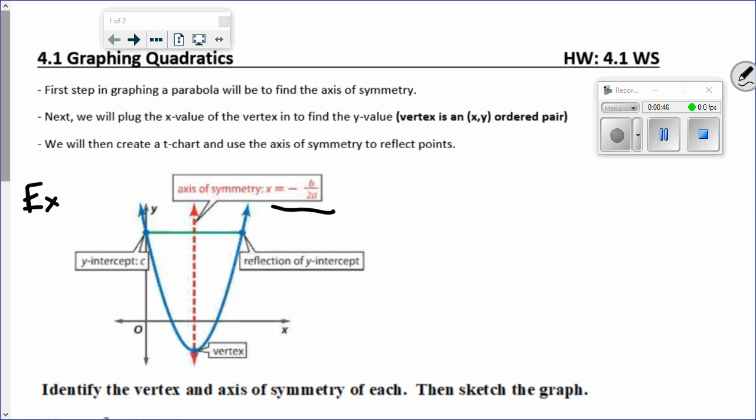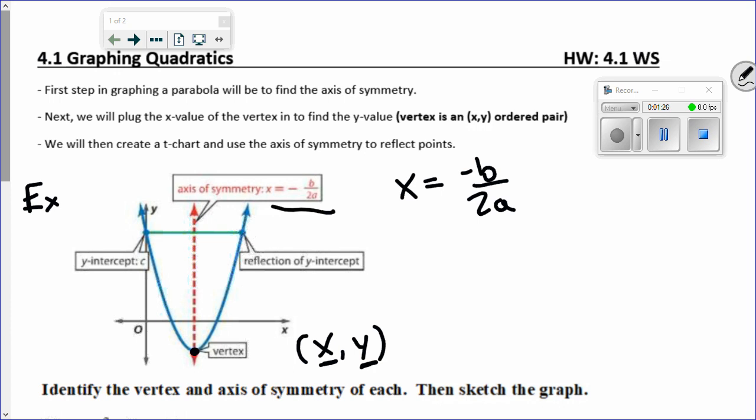After we find the axis of symmetry, that's a vertical line, an x equals negative b over 2a line. Once we have that line, that gives us the x value of the vertex. The vertex is this point down here. It's an xy ordered pair, and that's what we're going to find. The axis of symmetry gives us the x value. We plug that into our equation, and that gives us the y value. So then we'll be done with that second step, finding the vertex.